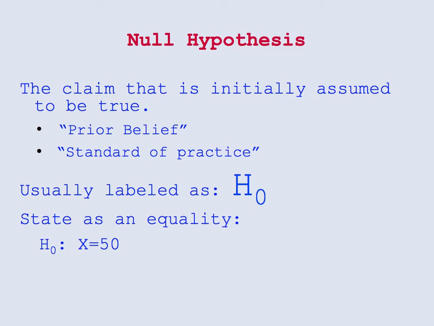So what is the null hypothesis? Well, the null hypothesis is the claim that is initially assumed to be true. This is often thought of as either the prior practice, the prior belief, or the standard of practice. And when we write this out before we start our data collection, we usually label this as H sub 0, and we'll state it as an equality. So we might say, for instance, a hypothesis about perhaps the mean of a certain value would be x equals 50. We believe that the mean of a certain value is 50.